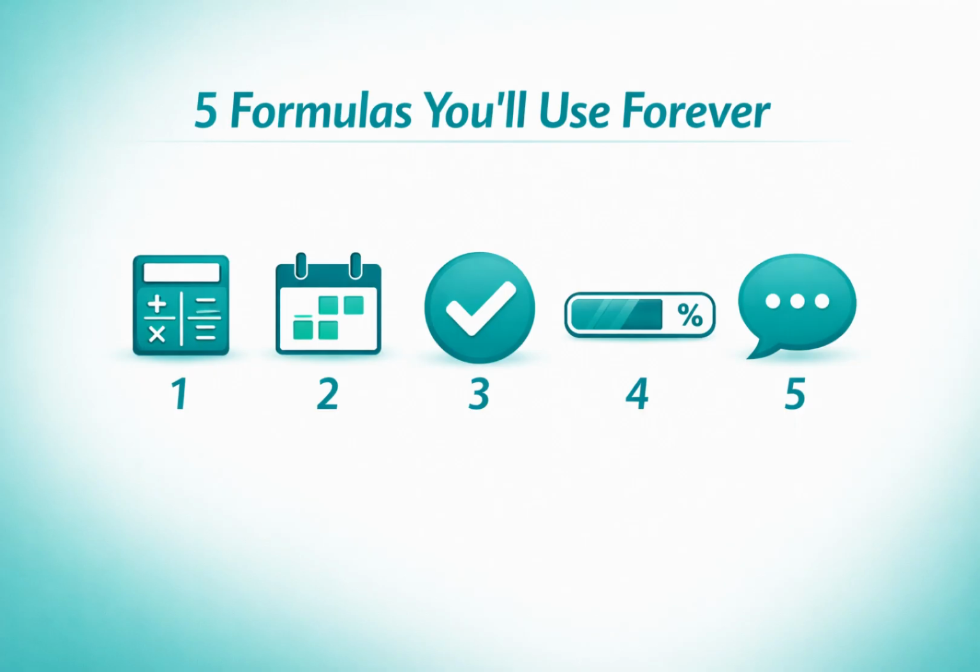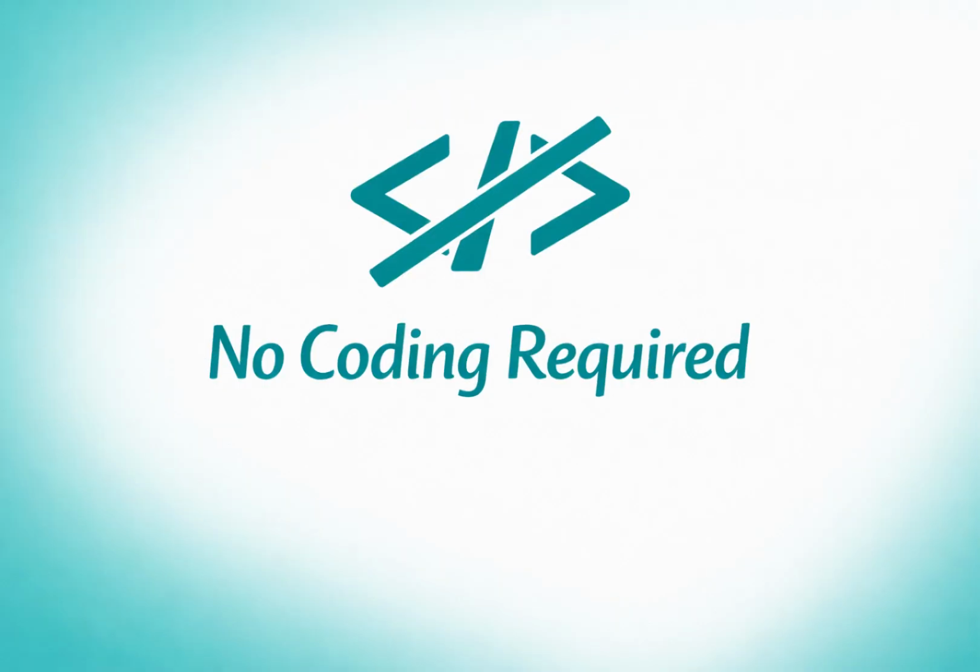By the end of this video, you'll know 5 formulas that cover 90% of what you'll ever need in Notion. How to do math automatically, how to calculate days until a deadline, how to show visual status indicators, how to track percentages, and how to combine text fields. 5 formulas explained so simply that you'll wonder why you were ever confused. No coding background needed. If you can use a calculator, you can do this. Let's start with the easiest one and build up from there.